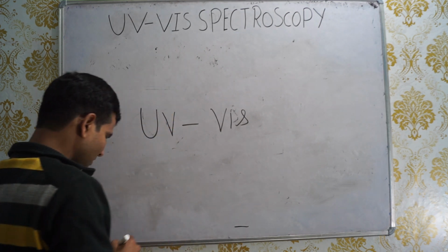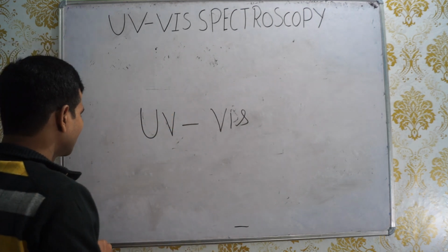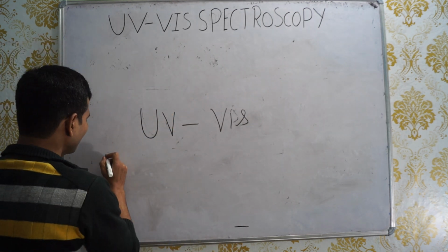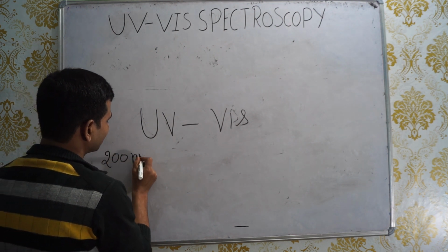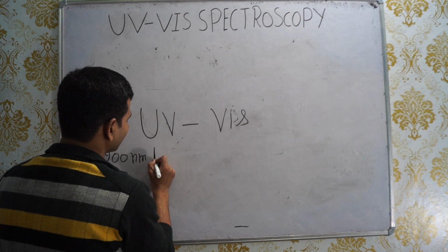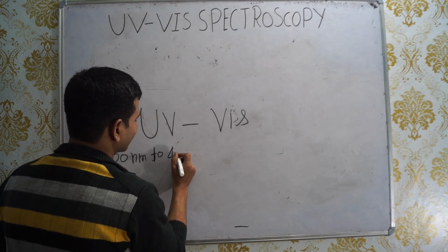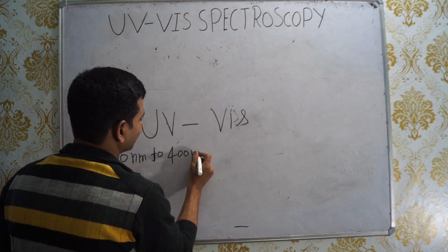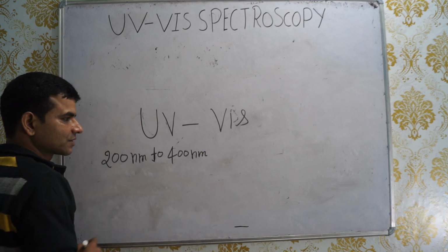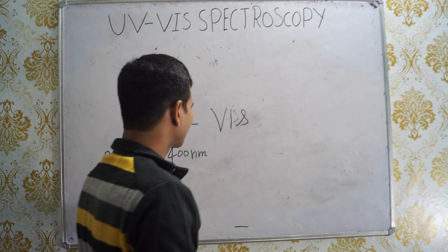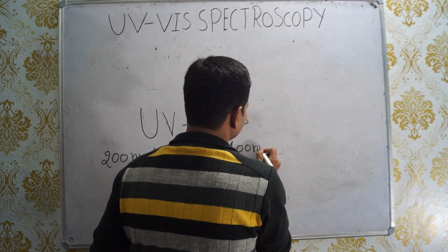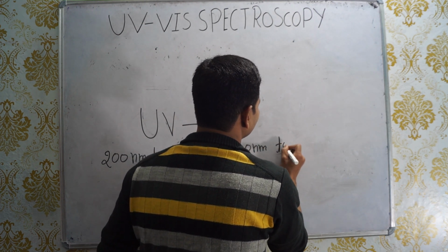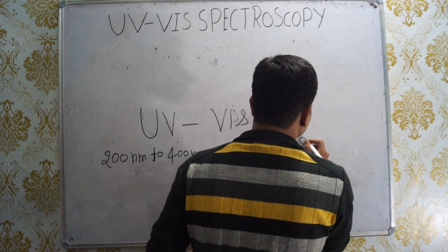If you think about the range of UV light, it is from 200 nanometer to 400 nanometer. And if you think about the range of visible light, it is from 400 nanometer to 800 nanometer.